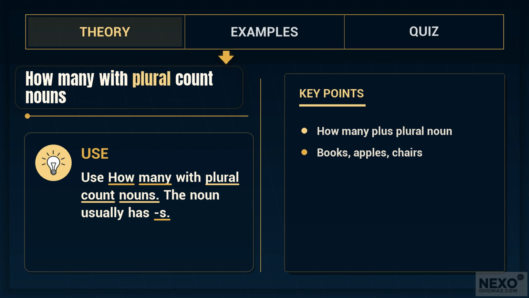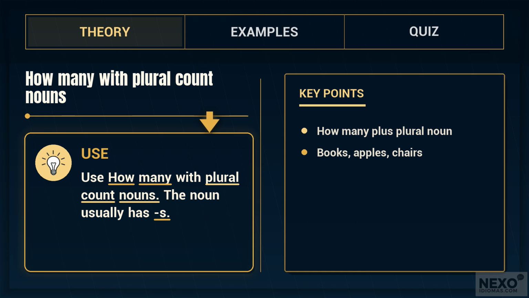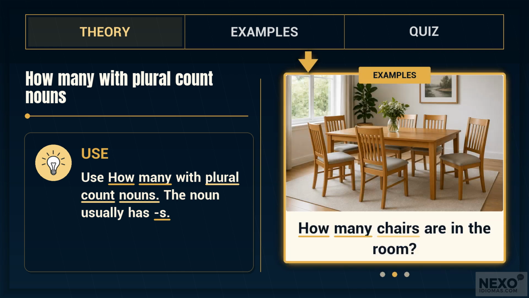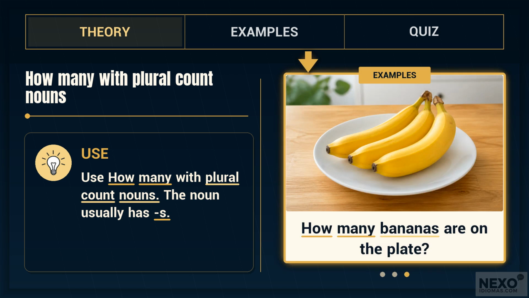How many with plural count nouns. Use how many with plural count nouns. The noun usually has s. Example. How many books are in the bag? Example. How many chairs are in the room? Example. How many bananas are on the plate?